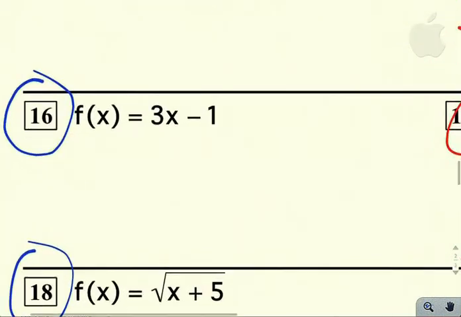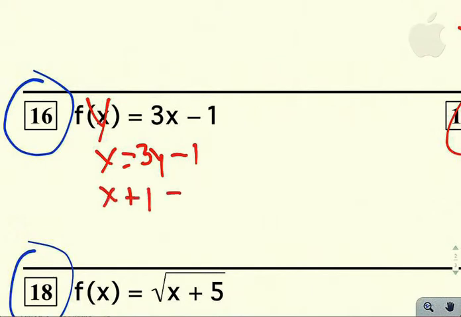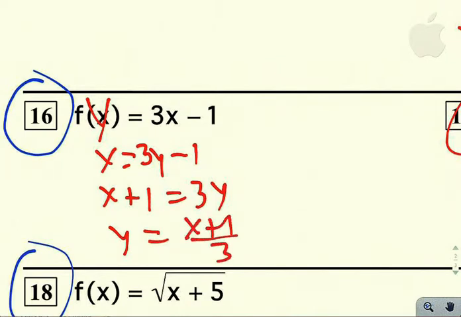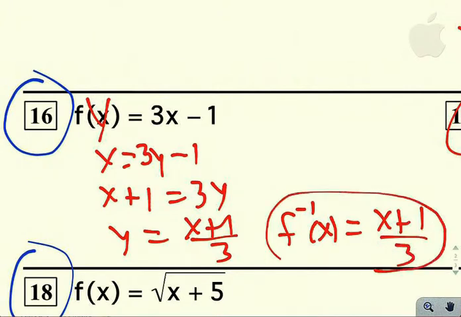Number 16. Switch the x and the y. Remember, this is y. X equals 3y minus 1. Solve for y. X plus 1 equals 3y. So y equals x plus 1 all over 3. Replace the y with our new symbol, f inverse of x. And you have f inverse of x equals x plus 1 all over 3.